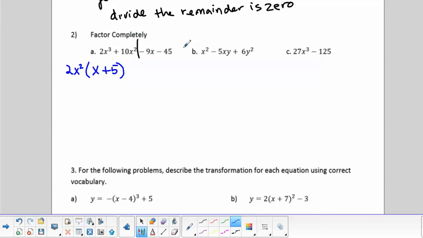The second 2 terms are both negative. If the lead term's negative, I always want to take a negative out. And they can both be divided by 9. So I'm taking -9 out. -9 times what gives me -9x? That's an x. -9 times what gives me -45? That's a positive 5. So when you factor by grouping, if you get the same inside the parentheses, you know you're on the right track. That's one of your factors, x plus 5.